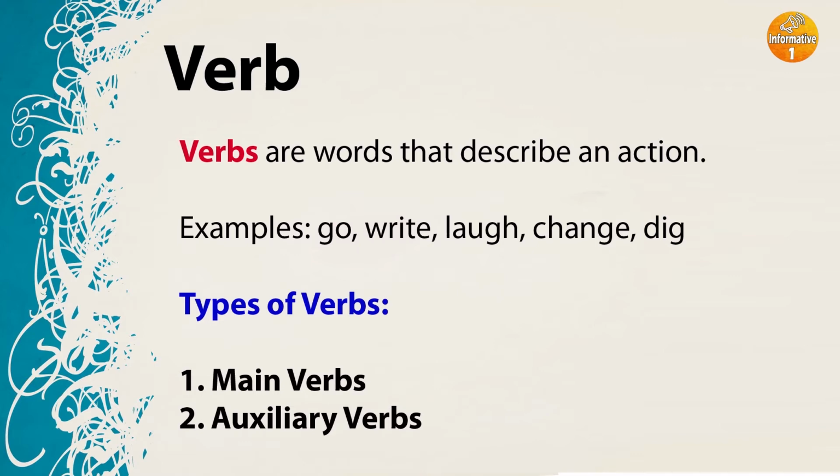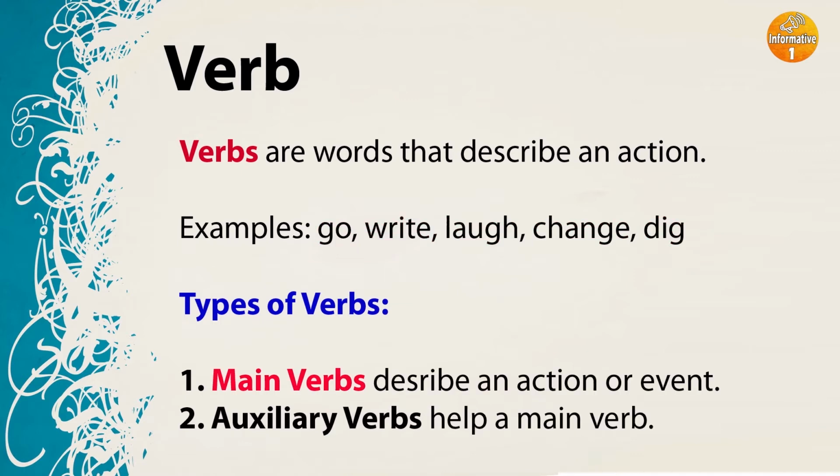All right. Examples would be go, write, laugh, change, dig, and so forth. Verbs may be main verbs, which are the ones that describe an action or an event. And then there is another group of verbs called auxiliary verbs or helping verbs, which are just there to help a main verb.